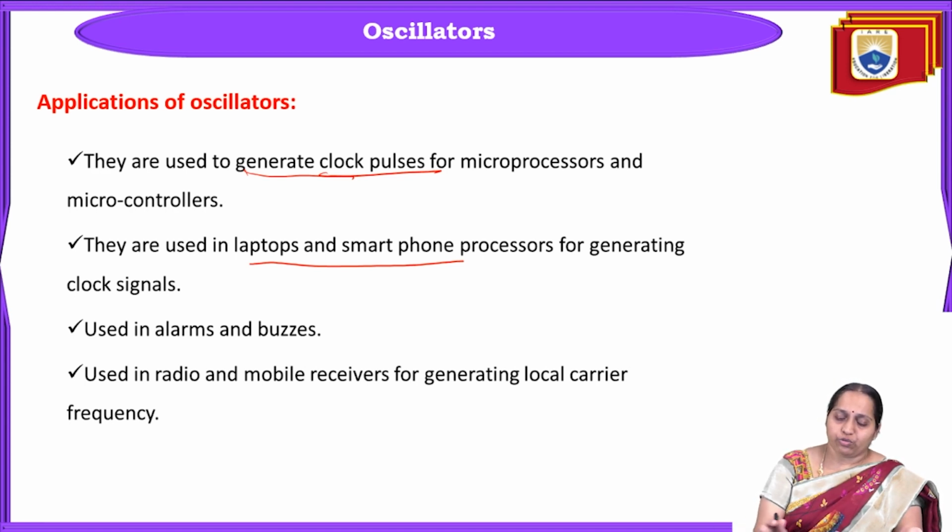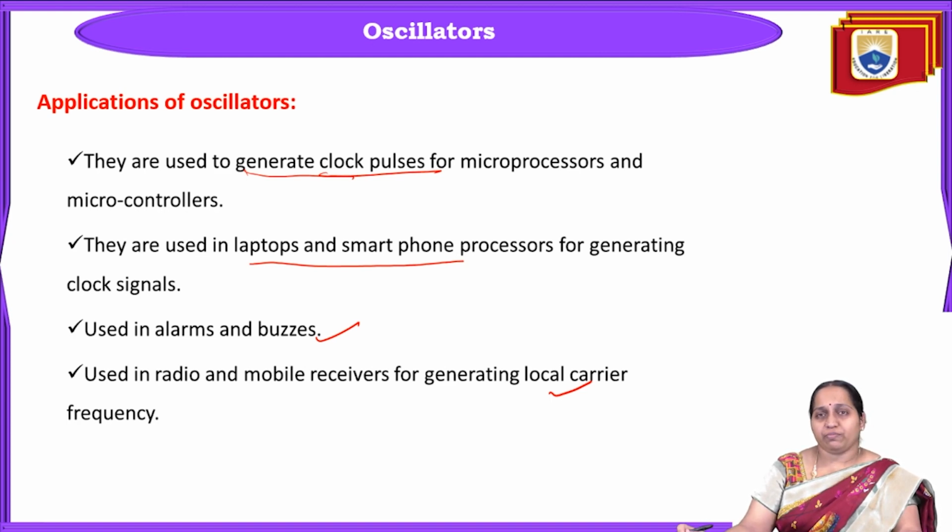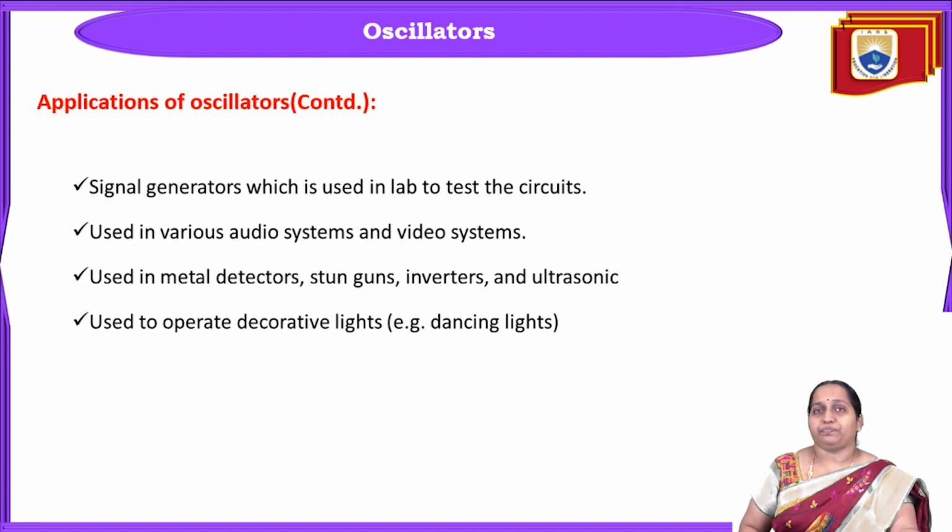Oscillators are also used in alarms and buzzers. They are used in radio and mobile receivers for generating the local carrier frequency. The local carrier frequency is generally a high frequency signal, so to generate such high frequency signals in radio and mobile receivers, we make use of oscillators.